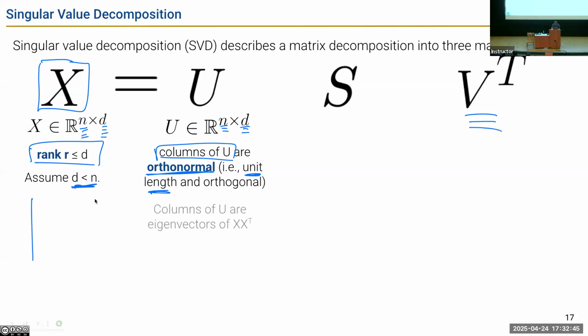Unlike X. In X, there are no guarantees. It would be very, very odd for all of the columns to be orthogonal to one another. That would be very odd for everything to be orthogonal, but in U, they all are orthogonal.